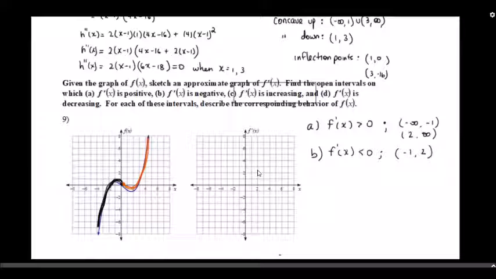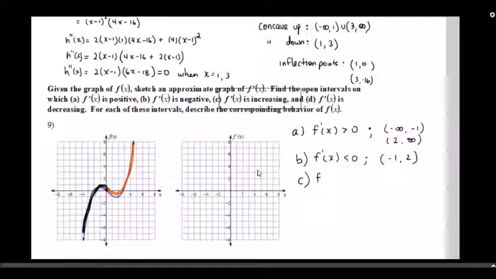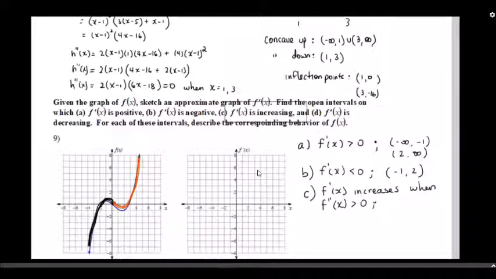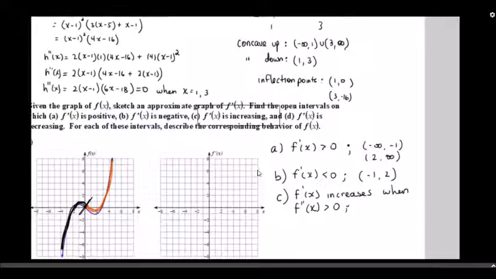So for part C, I could say f prime of x increases when f double prime of x is greater than 0, and that happens, if we look at the graph, it switches concavity about right here. We can call that an inflection point. So f prime of x is increasing where the graph is concave up, and that looks to be on the interval from 0 to infinity.